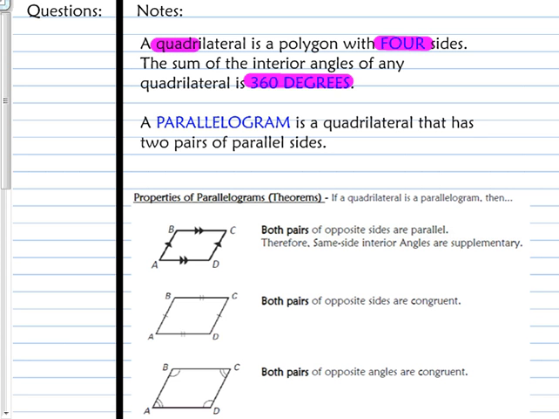The prefix of quadrilateral is quad. Quad means 4, so quadrilateral, 4 sides. But there's a specific type of quadrilateral that we're going to be dealing with today, and that's a parallelogram. A parallelogram is a quadrilateral that has 2 pairs of parallel sides. Doesn't mean they have to be congruent, they could be, but they have to be parallel to each other. So let's look at the properties of parallelograms.